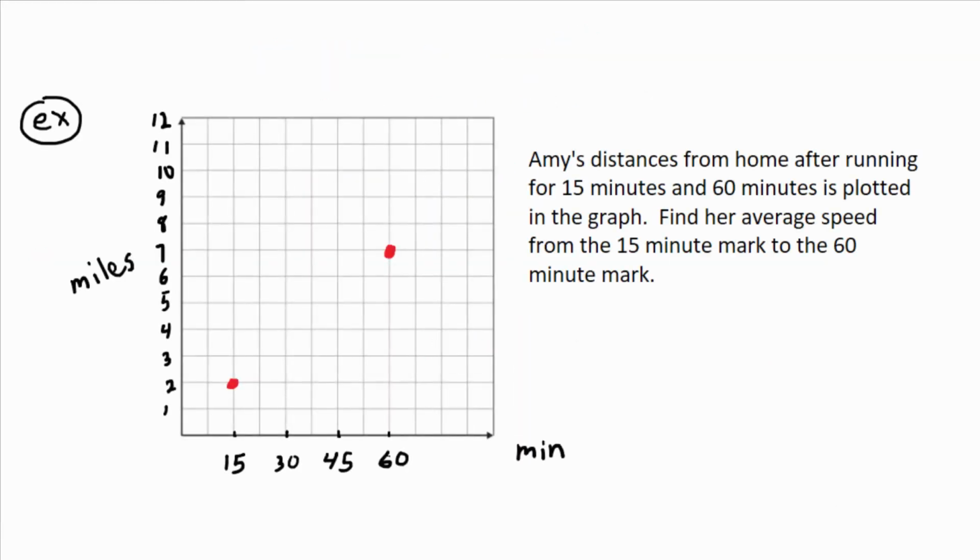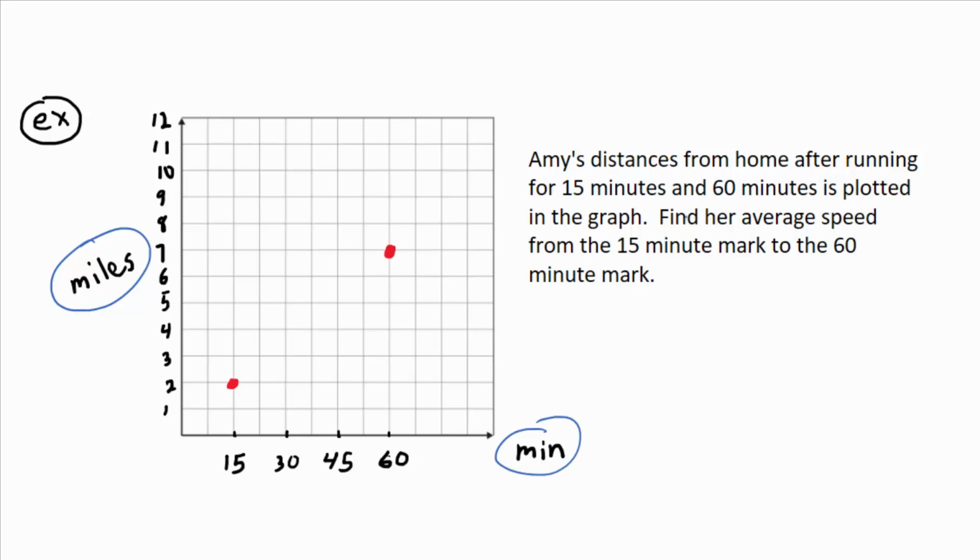Okay, we have a graph on the left-hand side. Notice how the graph is labeled. The horizontal axis is in minutes. The vertical axis is in miles. And it says Amy's distance from home after running for 15 minutes and 60 minutes is plotted in the graph. So after 15 minutes, she went 2 miles. And then after 60 minutes, she went a total of 7.